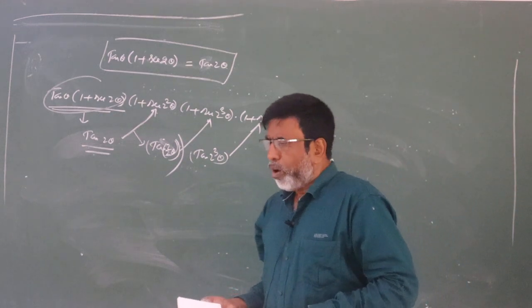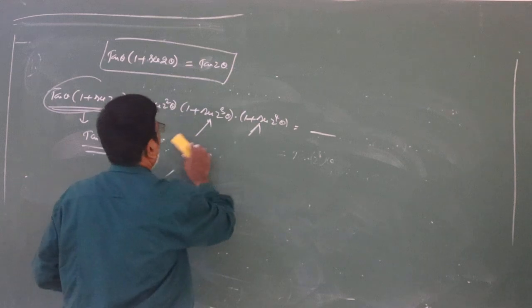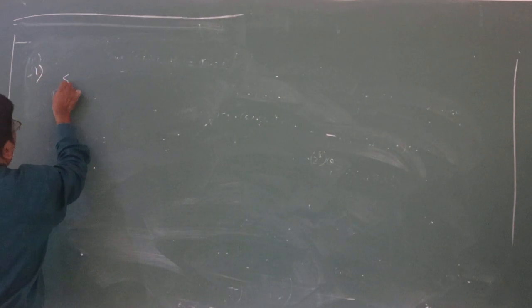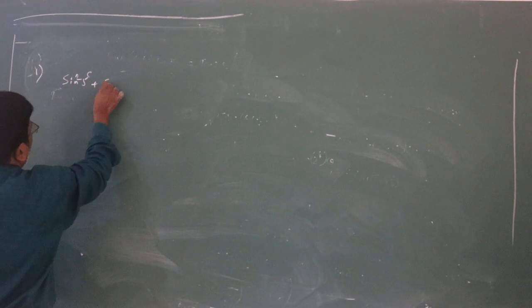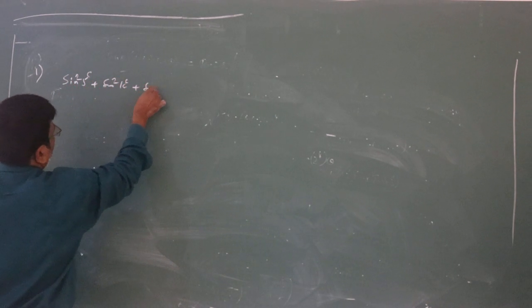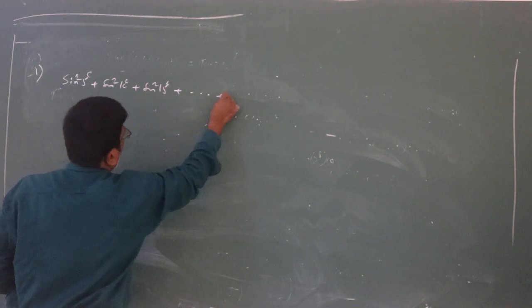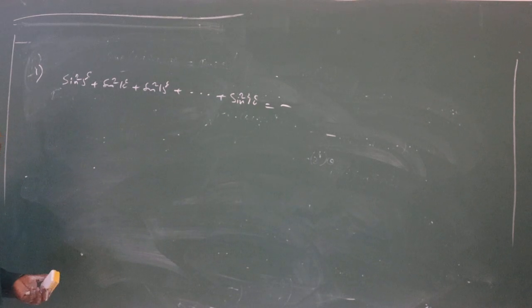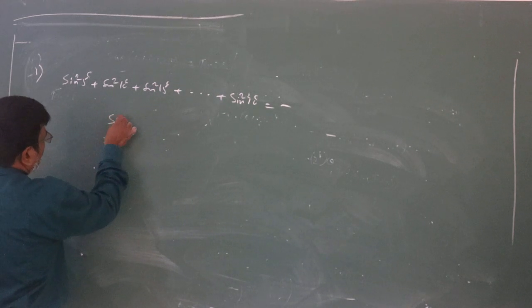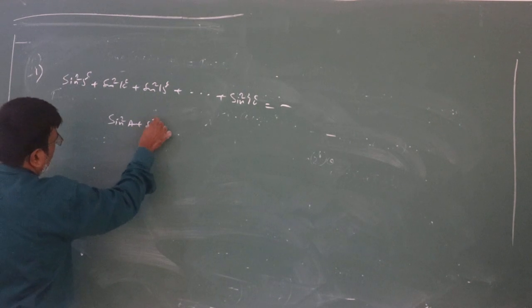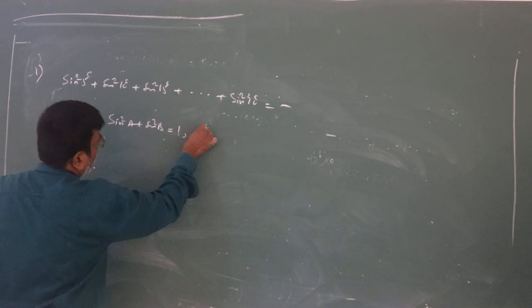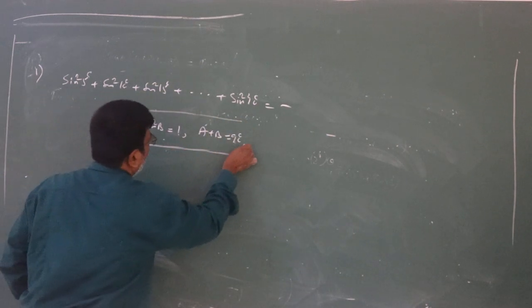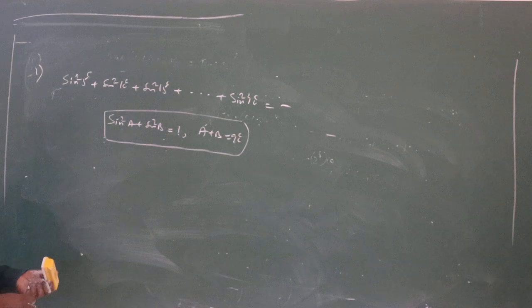Suppose the question is like this, an easy question. First question: sine square 5 degrees, sine square 10 degrees, sine square 15 degrees, and so on, sine square 90 degrees. This is a simple question. We are using the shortcut: sine square A plus sine square B equals 1 if A plus B equals 90 degrees.